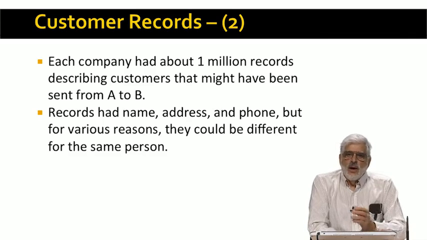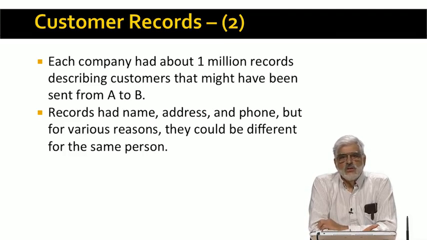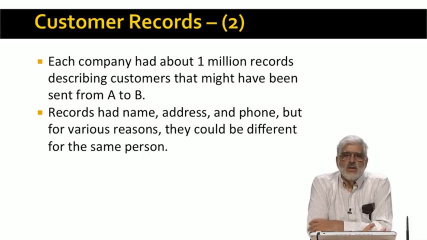Each record from either company had a name, address, and phone number, but often these were different even for the same person. In addition to typos and the sorts of variations in name we discussed earlier, there were many other sources of difference. People would move and tell one company their new address, but not the other. Area codes would change even though the rest of your phone number remained the same. People would get married and change their name. In all these cases, one company might track the change and the other not.